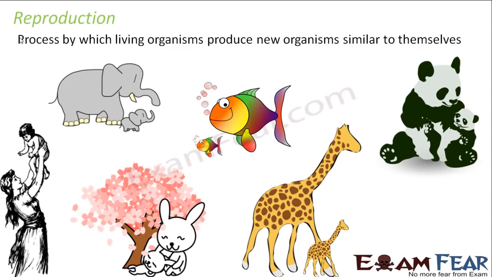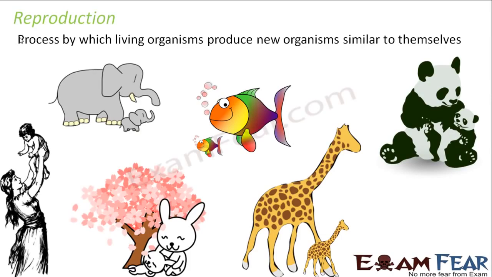And this process of reproduction is seen only in living organisms. It is not seen in non-living things. We do not see a chair reproducing. We do not see a chair giving birth to a small chair, or a table giving birth to a small table, right? So no non-living thing can reproduce. Only living organisms have the capability to reproduce.